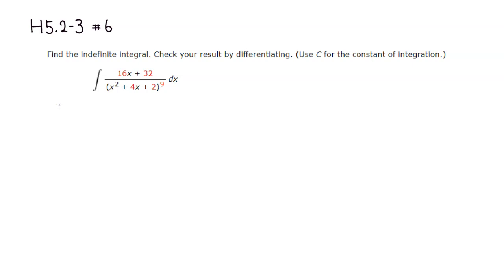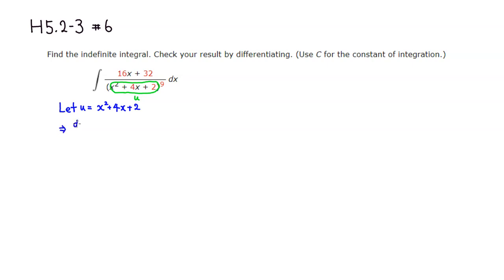We're going to let u be this guy right here. So you have the expression inside the parentheses, x squared plus 4x plus 2. So this is going to be our u. So here, x squared plus 4x plus 2, right? And go through the usual drill, right?